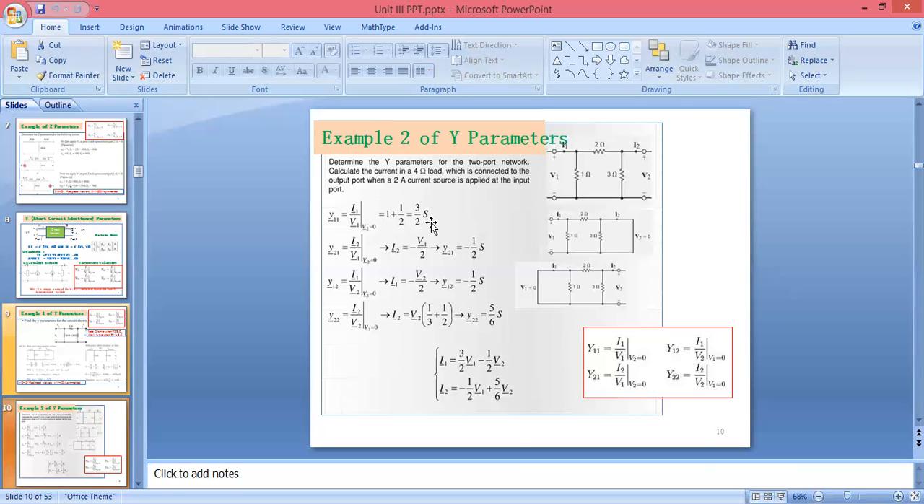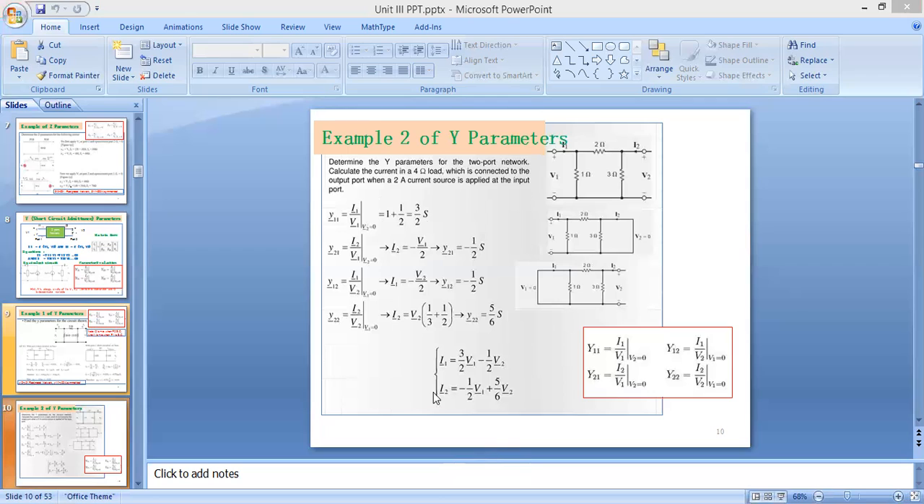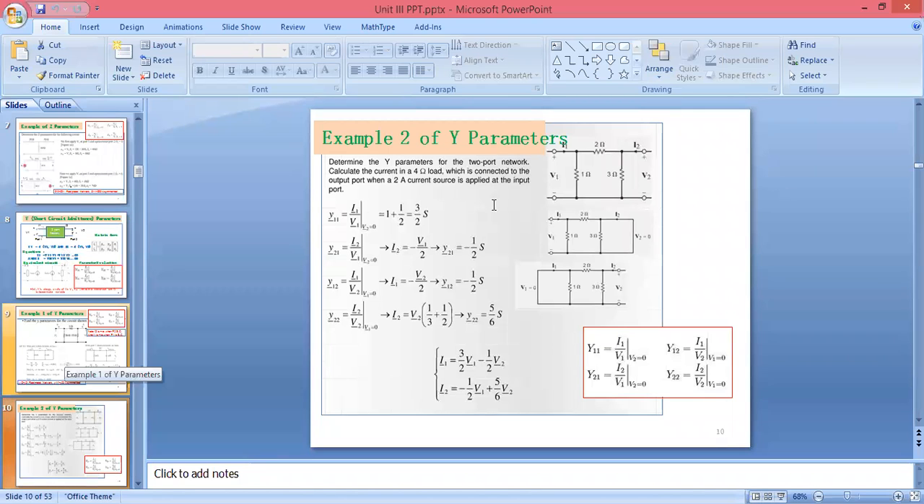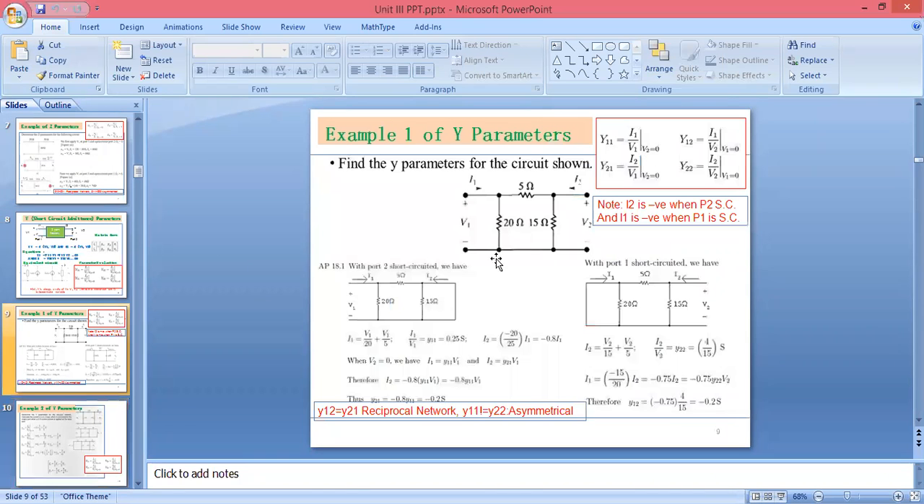How will you calculate? Can anyone explain to me? Sneha, are you there? Sneha, you can see here. What we have to do when we have to calculate the value of the Y parameters: at that time, we can apply KCL. By using KCL, you will get the value of I1 when we short port 2. So we got the value of Y11.